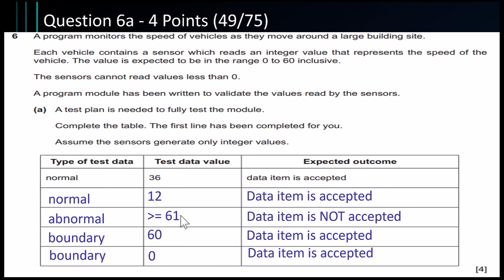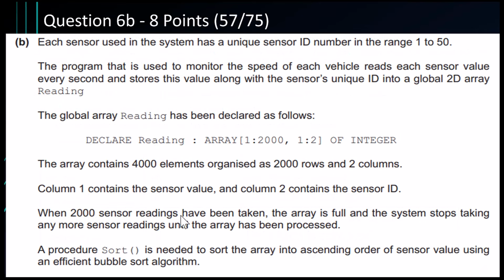So just like that, we're at 49 and 75 points. Let's keep rolling. Each sensor used in the system has a unique sensor ID in the range of 1 to 50. The program that is used to monitor the speed of each vehicle reads each sensor value every second, stores this value along with the sensor's unique ID into a global 2D array reading.